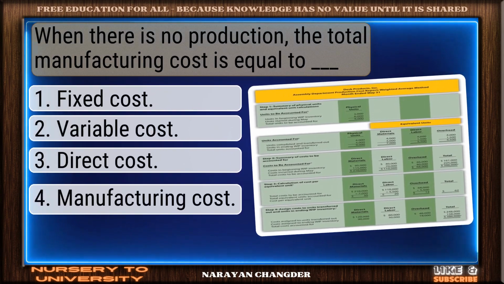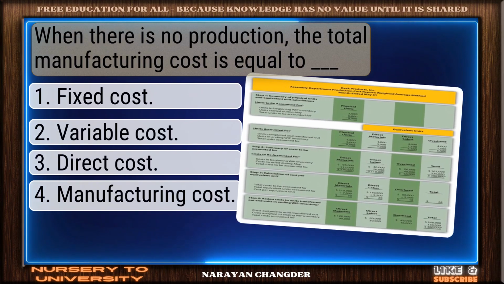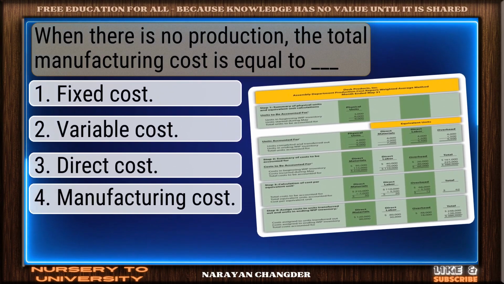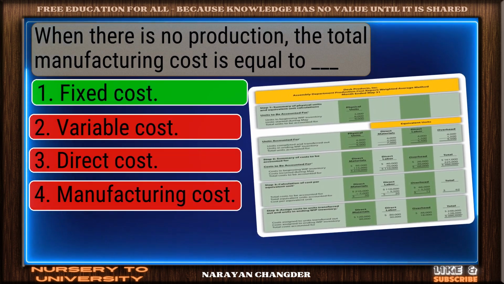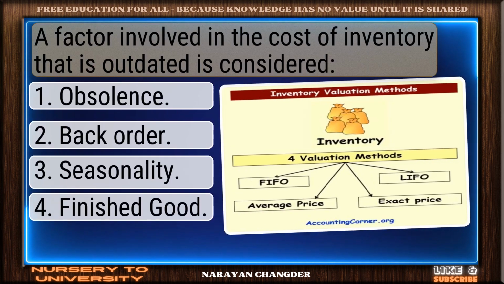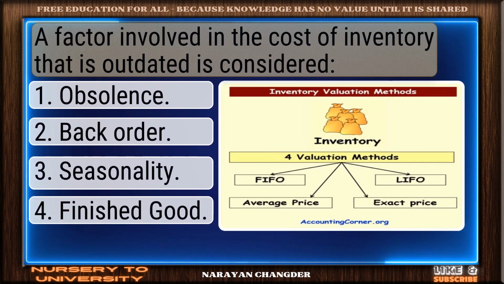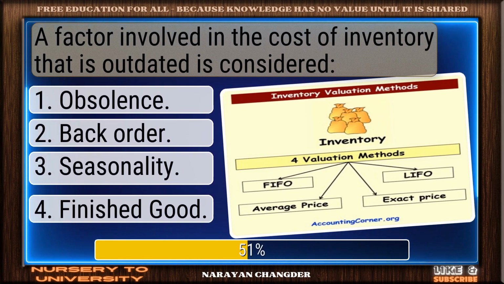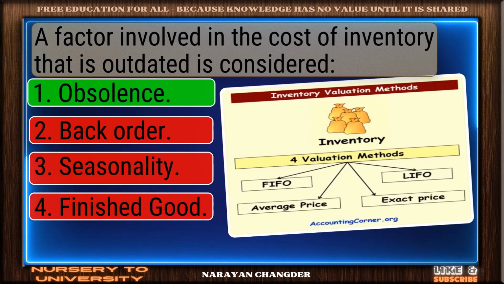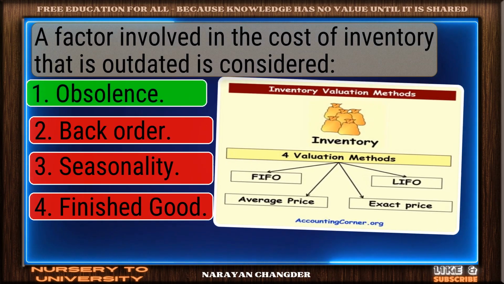When there is no production, the total manufacturing cost is equal to dash. Great job. Fixed cost is accurate. A factor involved in the cost of inventory that is outdated is considered. Solid response. Obsolescence is valid.